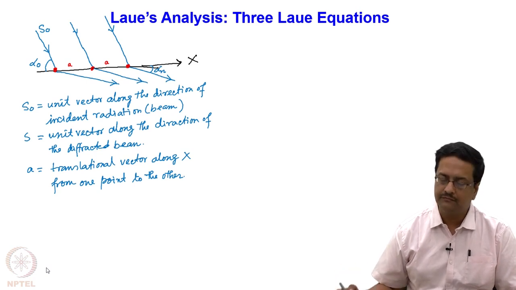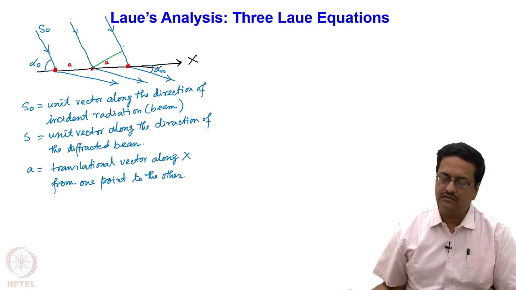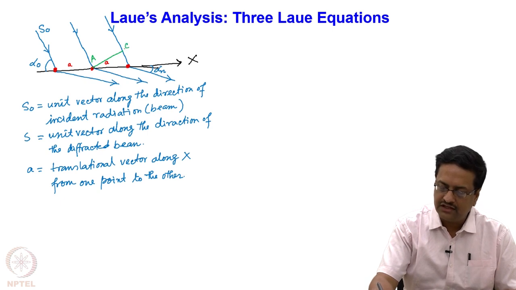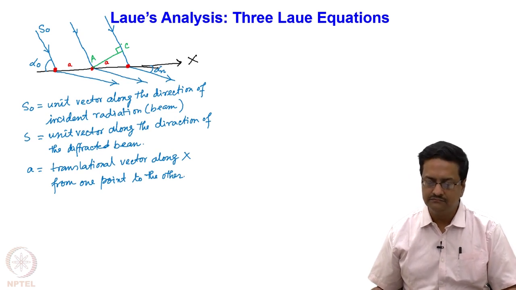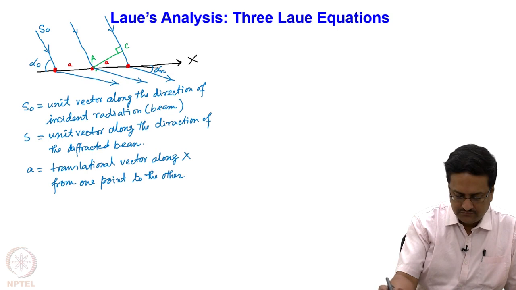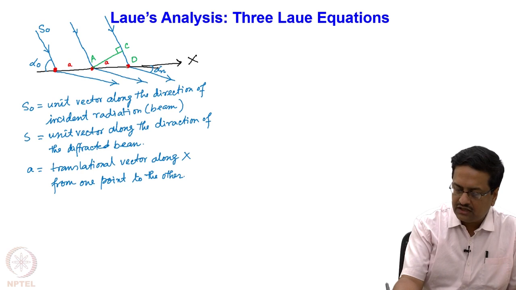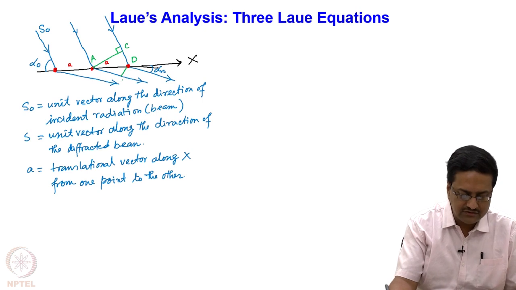and the diffracted beam, we would like to draw perpendicular from this point onto the other incident radiation. So, if this particular point is named as A and this is named as C, this AC is perpendicular to the incident beam. Similarly, from the point D, we are dropping another perpendicular on the diffracted beam as DB.